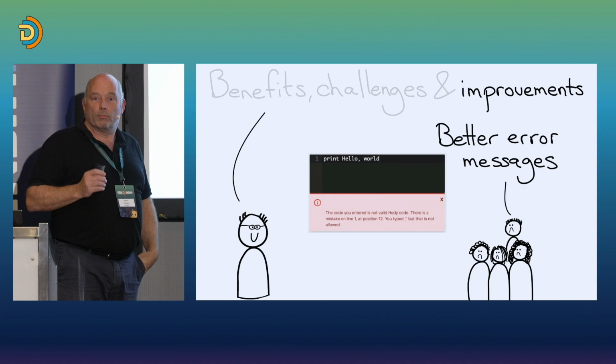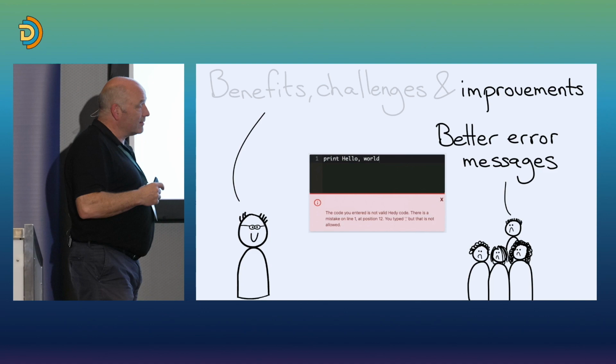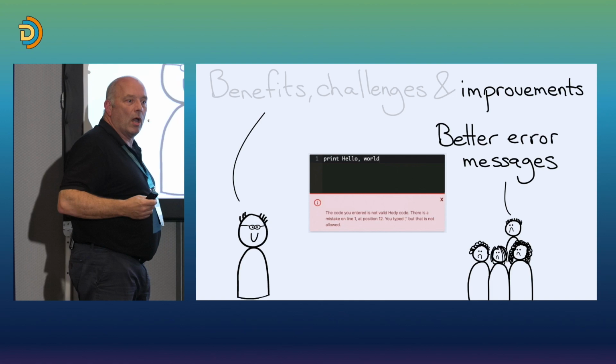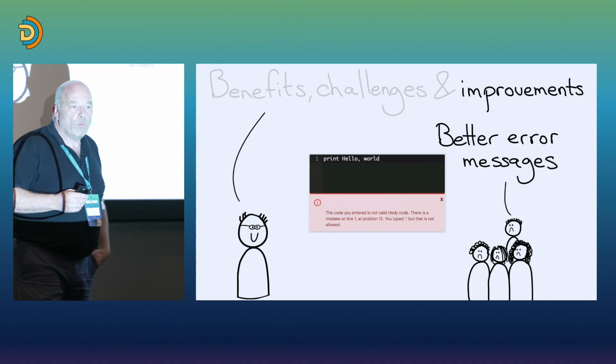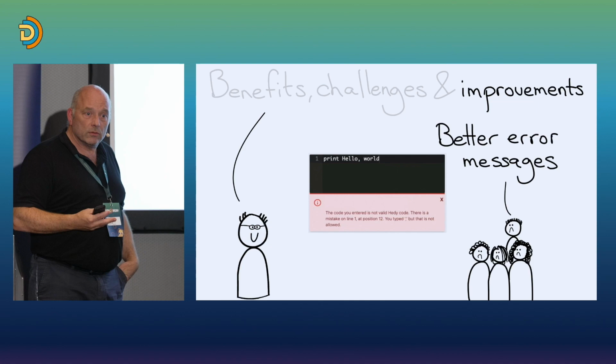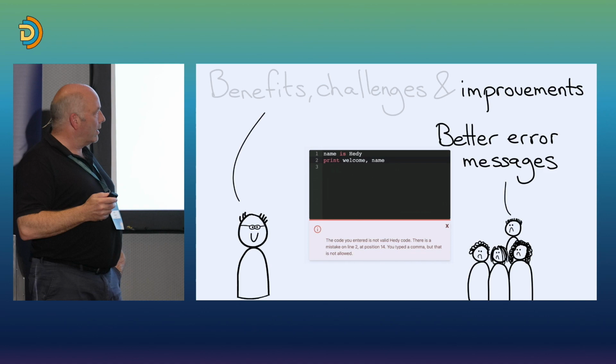I wish I had these error messages back in the day. But the kids, being 8, just learned punctuation. They learned what commas are for. So they read, there's a mistake, you typed, but that's not allowed. Why cannot I type here? A comma is for a pause. Okay, we had to change that. You typed a comma, but that's not allowed.